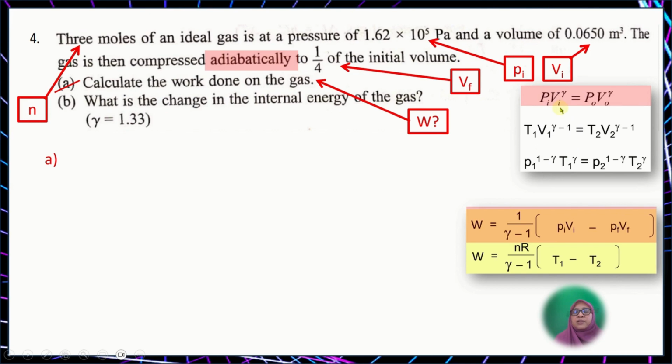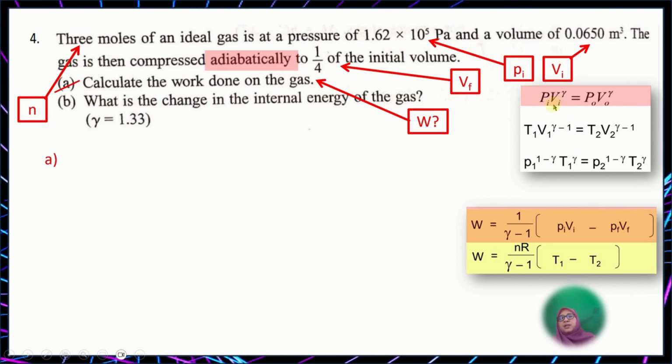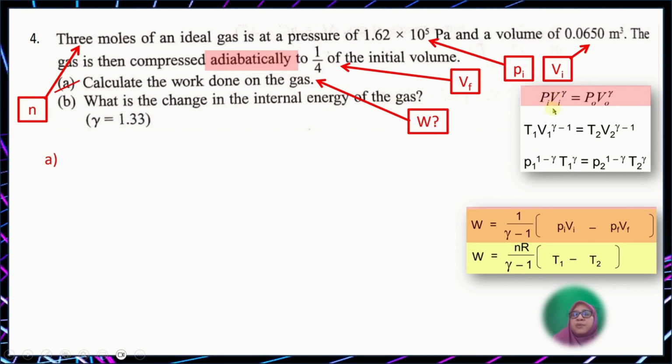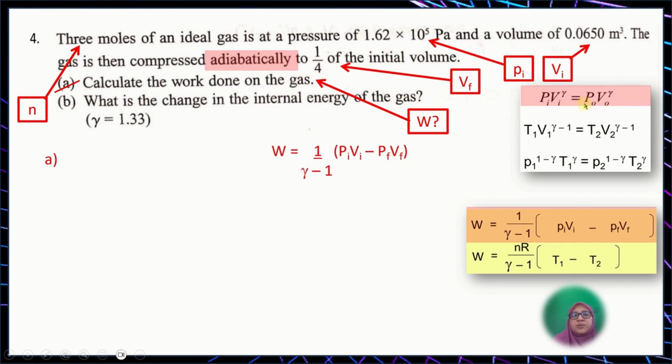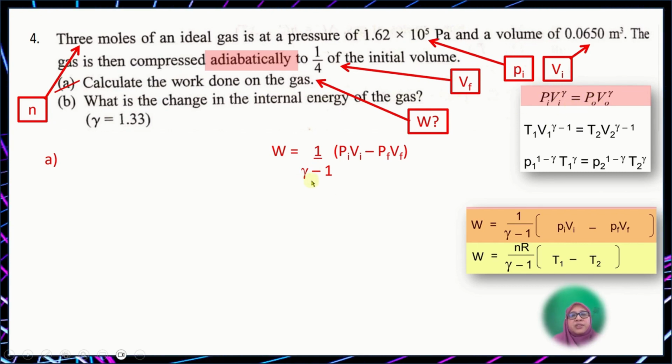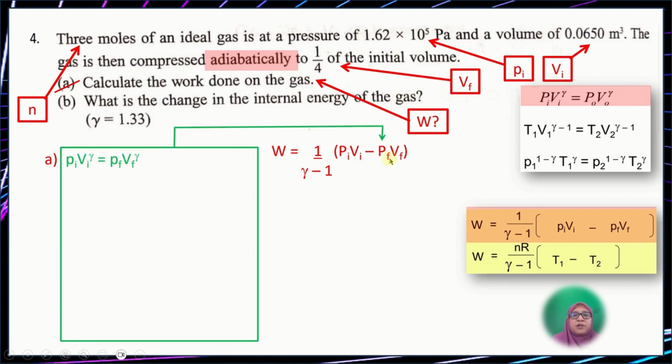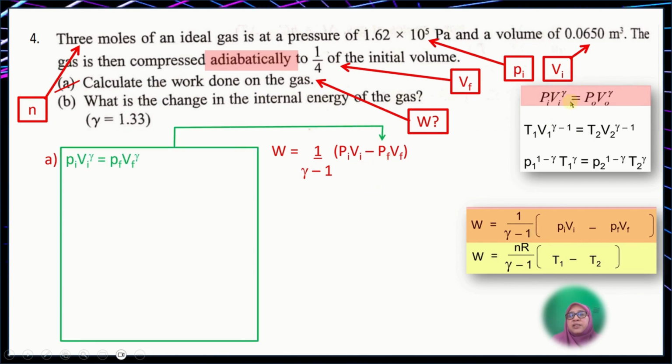For the PV here, we use the first equation, P_i V_i to the power of gamma equals P_0 V_0 to the power of gamma, or P_final V_final to the power of gamma. This one is to find volume or final pressure. So this is the formula we are going to use for final pressure.